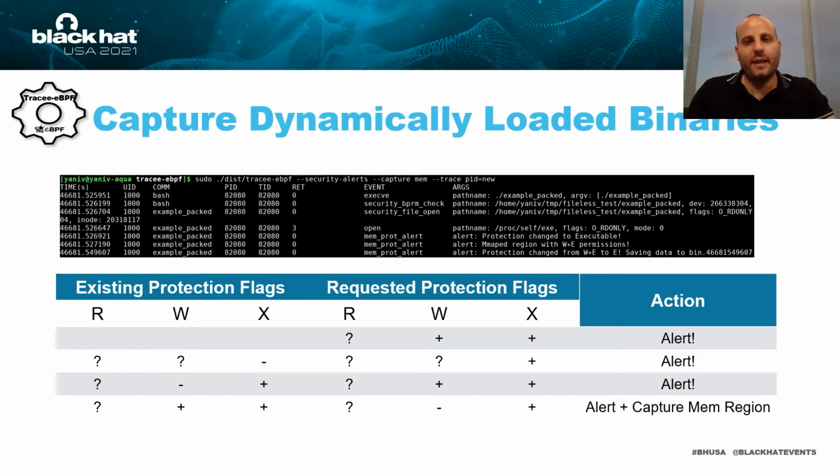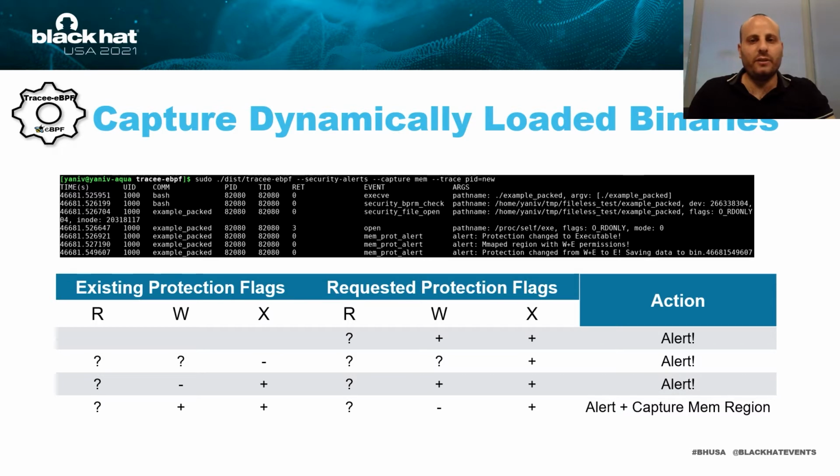One more thing that Tracee can capture is the content of a dynamically loaded binary. In the above example, we used a file which was packed with the UPX packer. In addition to using capture mem, we ran Tracee with what we call security alerts, to get alerts when a memory protection is changed in a specific way.